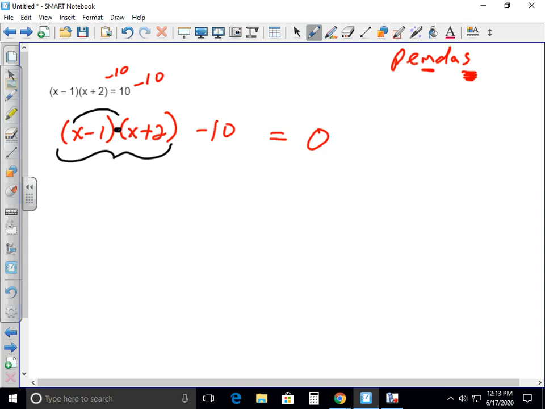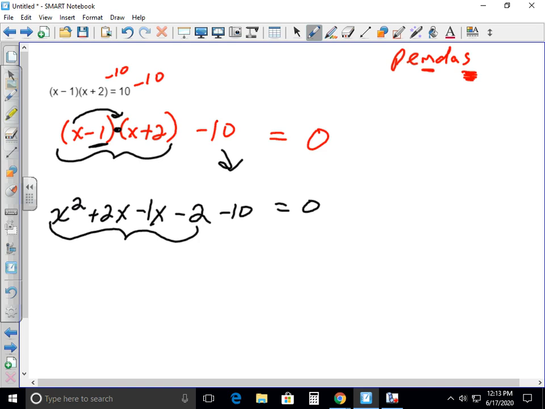So x times x is x squared. x times 2 is 2x. And then distribute the negative 1. Negative 1 times x is minus 1x. Negative 1 times 2 is negative 2. And then bring down the minus 10. So this came from distributing the parentheses, and then we brought our minus 10 down.